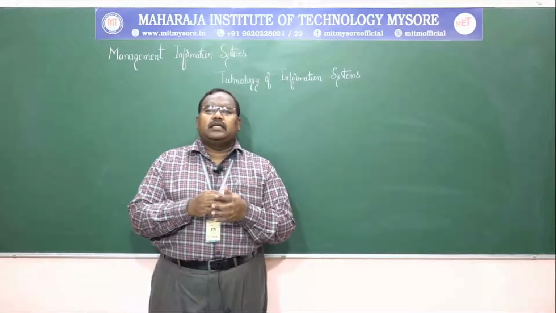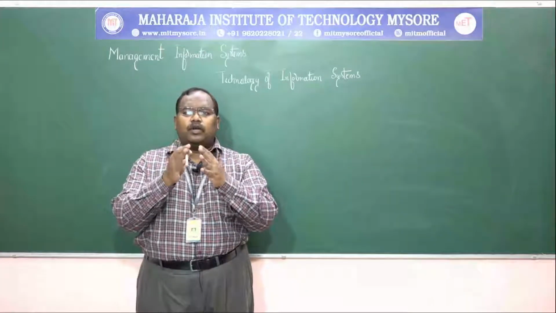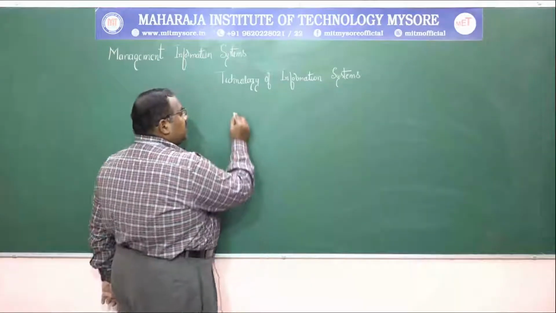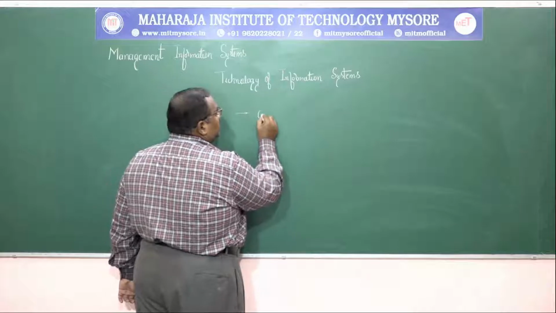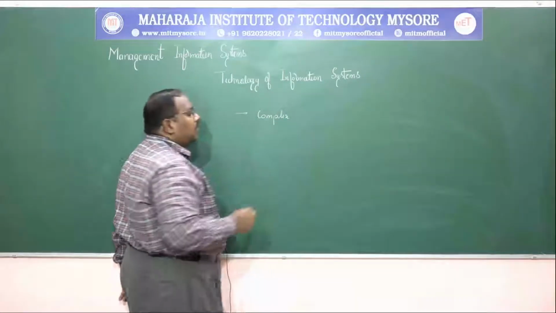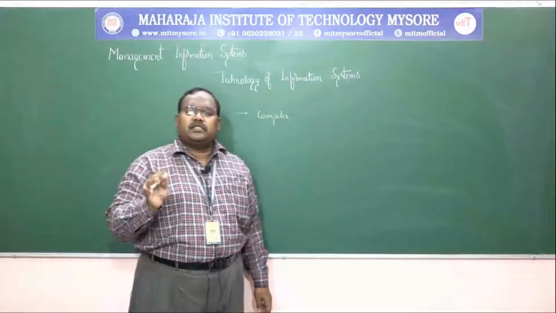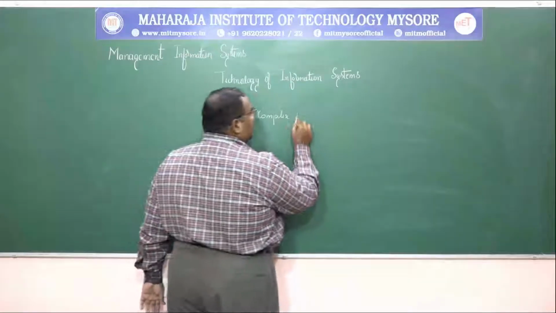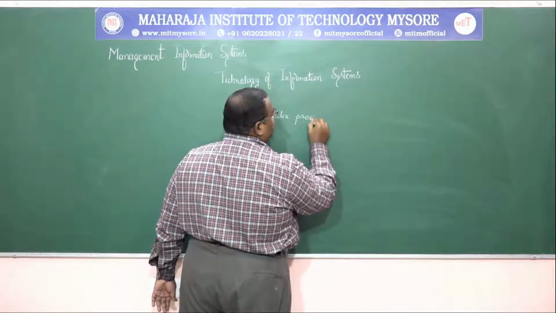We know that developing a modern information system is very complex. I'll tell you why that is. The first reason is that to develop any information system, that is a modern information system, it is a complex process. We will see why it is called a complex process.